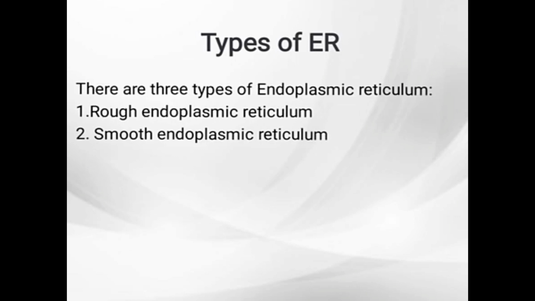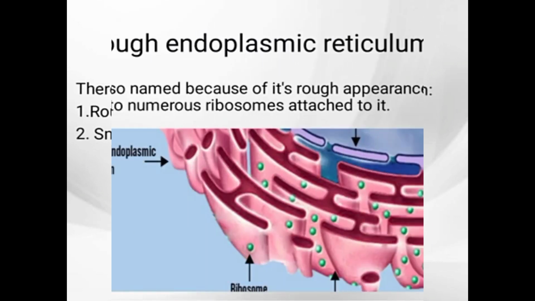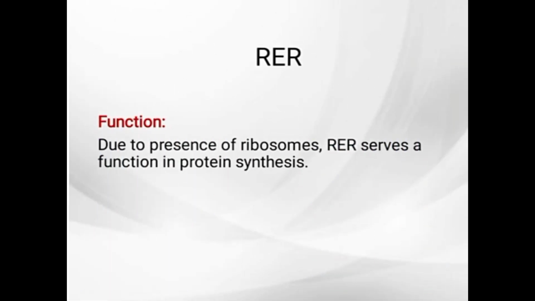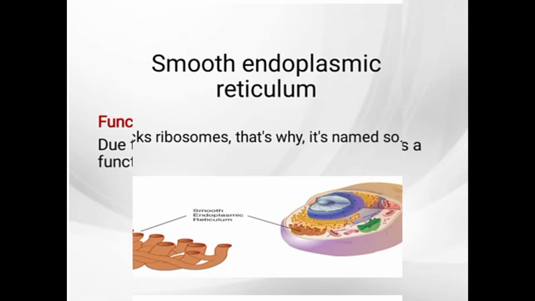On the basis of their appearance, there are two types of endoplasmic reticulum. The first one is rough endoplasmic reticulum, while the second one is smooth endoplasmic reticulum. Rough endoplasmic reticulum is so named because of its rough appearance due to the numerous ribosomes attached to it. Function: as many ribosomes are attached to RER, it serves the function of protein synthesis.